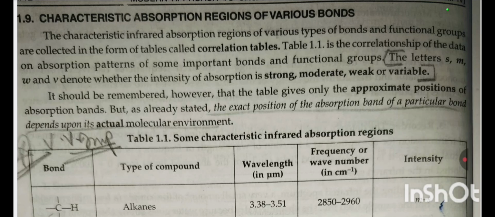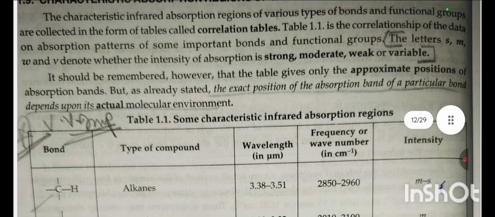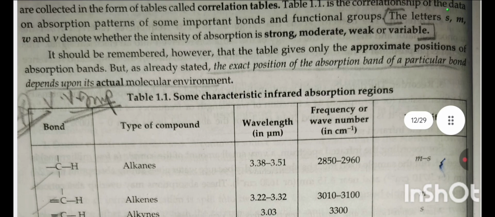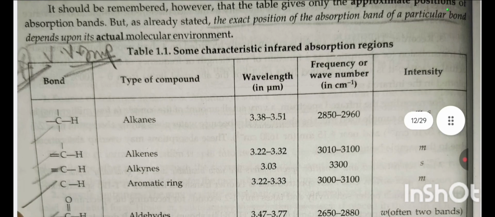The correlation of the data on absorption patterns of some important bonds and functional groups. The letters S, M, W, V denote the intensity is strong, moderate, weak, or variable. It is to be remembered that the table gives the approximate position of absorption bands, but as already stated, the exact position of the absorption band of a particular bond depends upon the actual molecular environment.